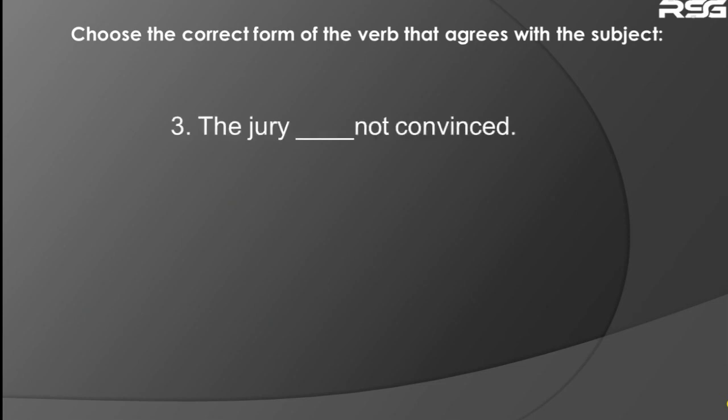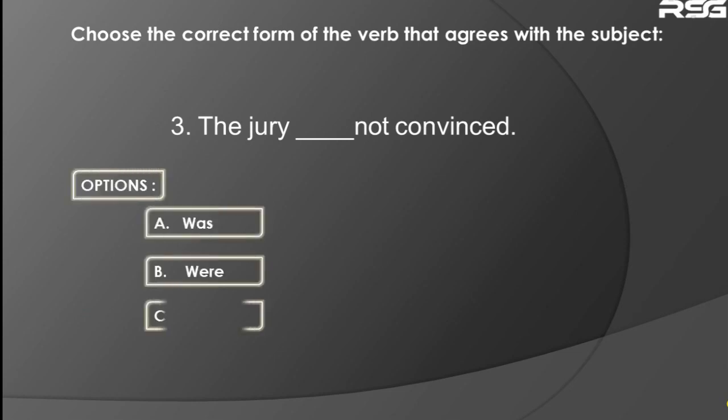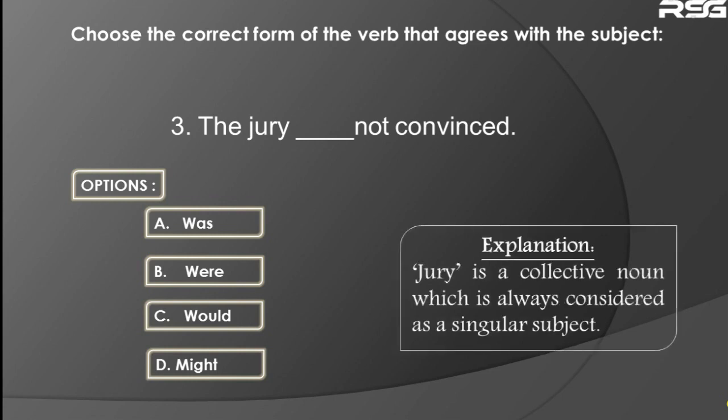Okay, the jury dash not convinced, and the options are was, were, would, might. Now which option goes correctly to the sentence then? All right, you know that the word jury is a collective noun here. Collective nouns are always considered as what? Singular subject. So the jury is a collective noun, which is always considered as a singular subject.